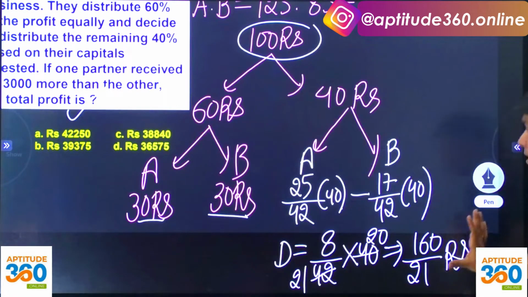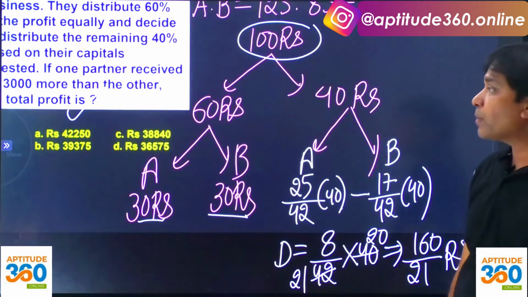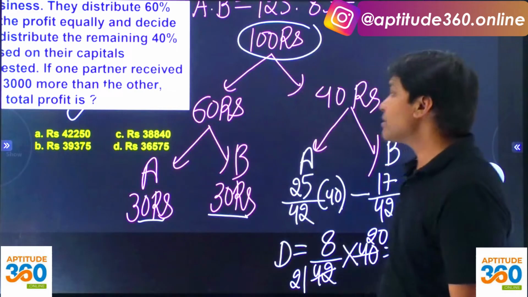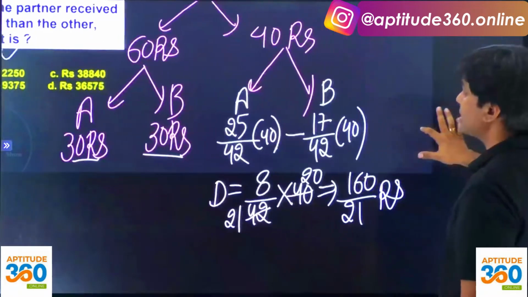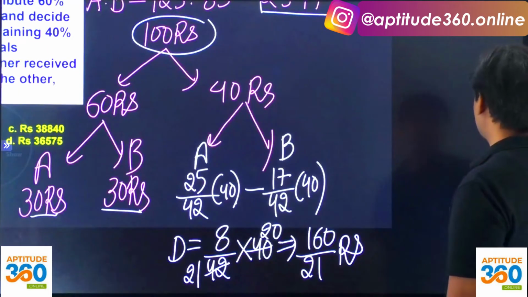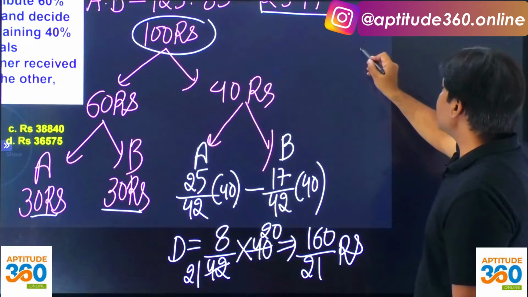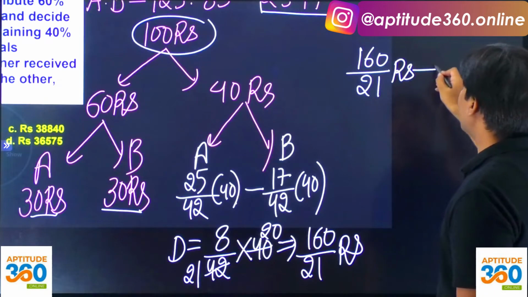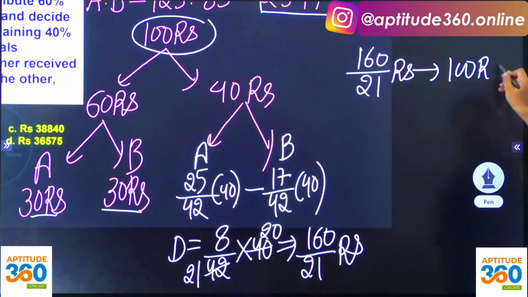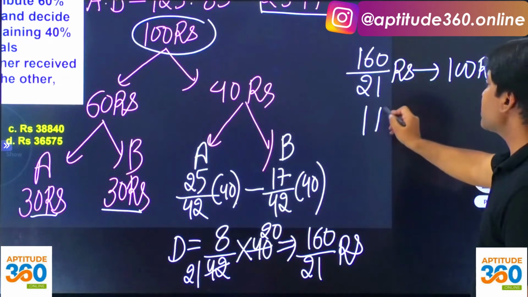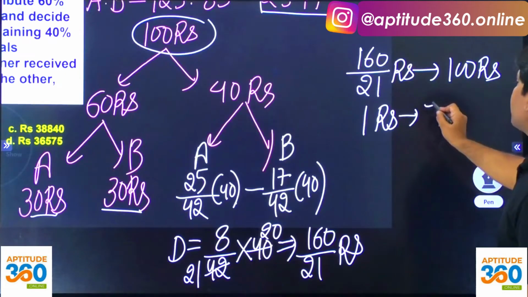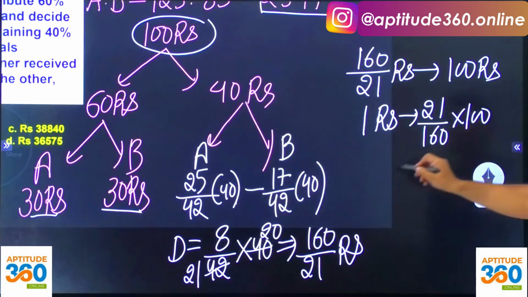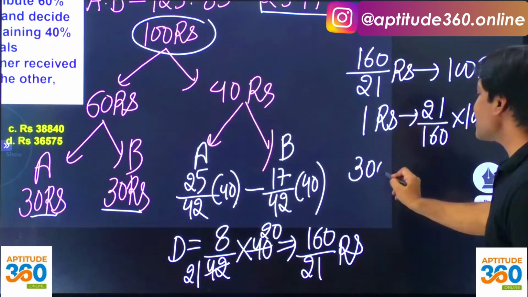So our difference is coming out as 160 by 21 rupees, and the problem says that the difference of their profit is 3,000 rupees. So can I say this? If the difference is of 160 upon 21 rupees, then the collective profit is 100 rupees. What if the difference is 1 rupee? Then the collective profit would have been 21 by 160 into 100 rupees, isn't it? And what if the difference is 3,000 rupees?